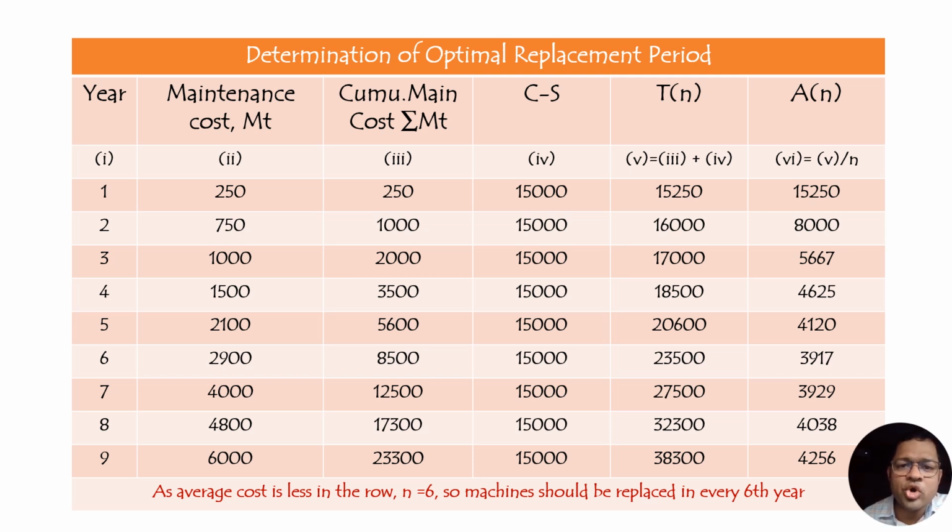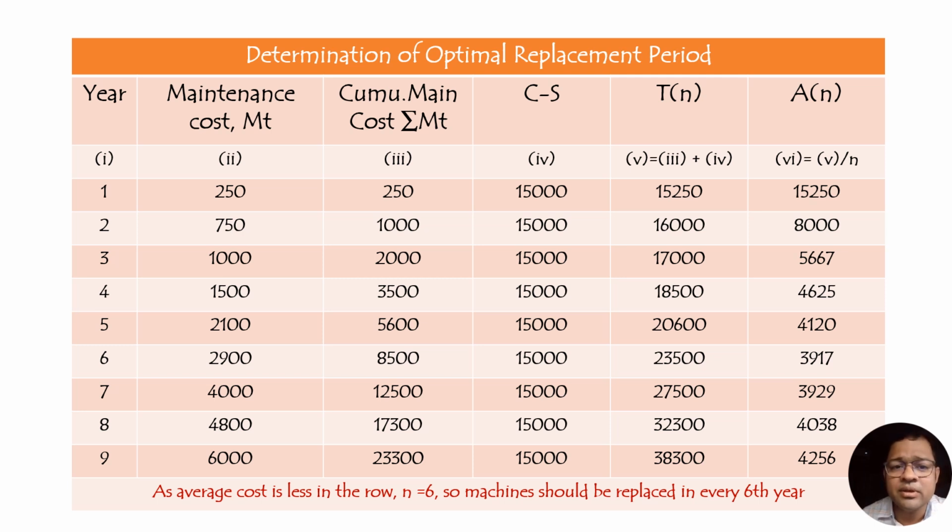In this way you go on and on. At a certain point of time you see your cost decreasing, and then it will increase again. What is that particular year? Initially it is 15,250, second year is 8,000, third year is 5,667, fourth year is 4,625, fifth year is 4,120, sixth year is 3,917, and after that it will increase. So just think about that. After the sixth year the average cost has increased.